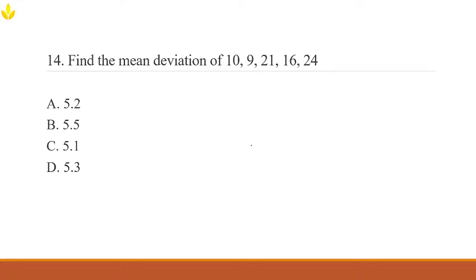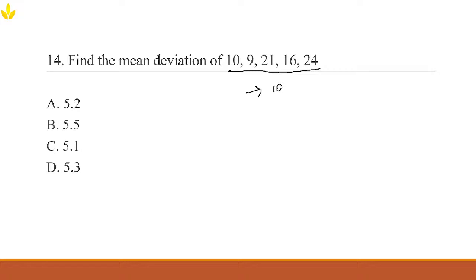So find the mean deviation of 10, 9, 21, 16, and 24. So what we have to do is we have to find out the mean deviation of these numbers. Here, mean is nothing but the average itself. So other word for average is mean. So now we can add all these, taking the sum and dividing it by the number, we will get the average of this number. So let's check what is the average of all these numbers.